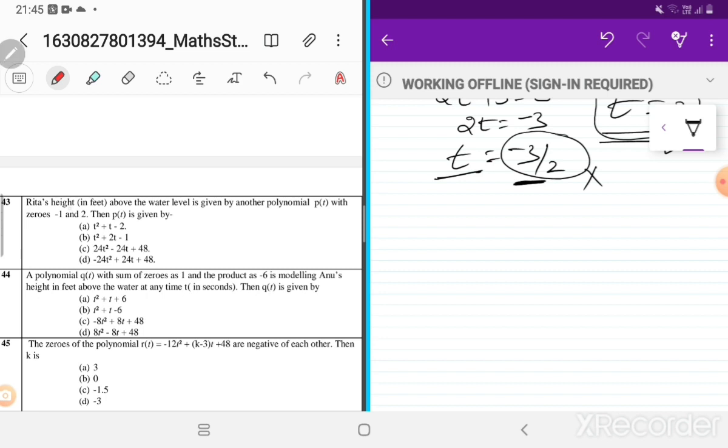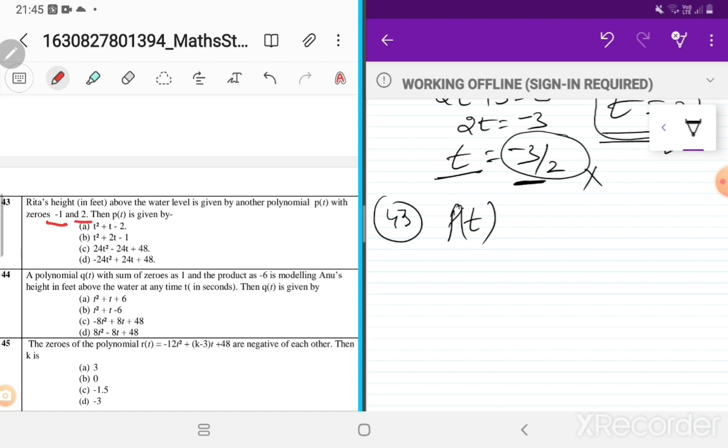Rita's height in feet above the water level is given by another polynomial, that is p(t). So here is one more polynomial, p(t), that we have to find out. We have to form it from our given condition, which is with zeros -1 and 2. Zeros means your roots. So your zeros are -1 and 2, these two roots.